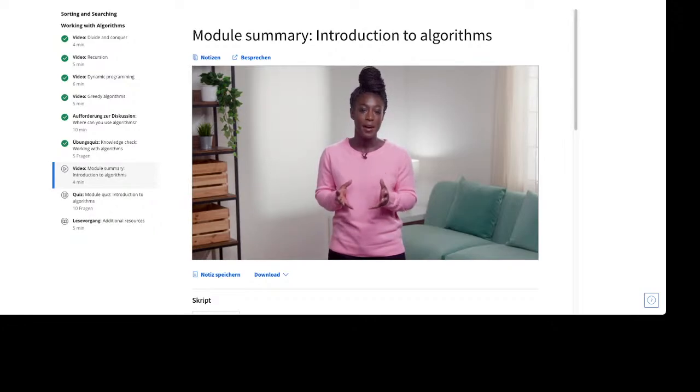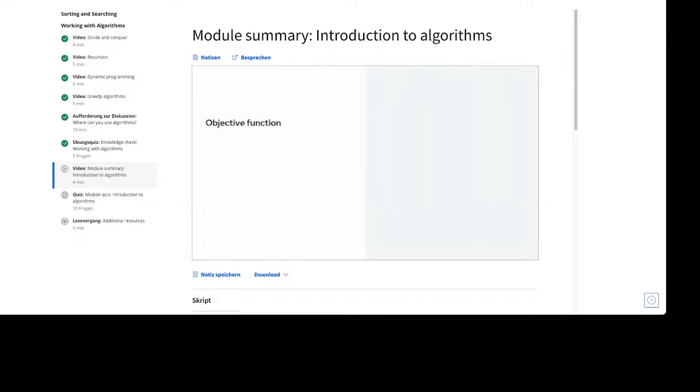Essentially, this can be outlined as first, determining the objective function. That is the description of what the optimum outcome is to be. Next, breaking the problem into smaller steps, and then deciding which dynamic programming approach you would like to apply to achieve your desired outcome. Finally, you learned about greedy algorithms.